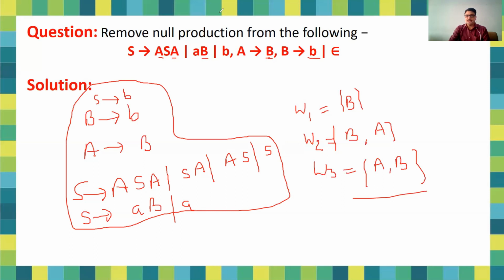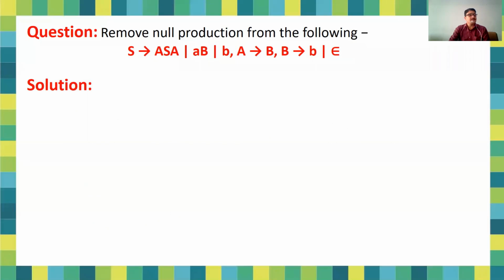So you can verify all these production rules with the help of this diagram. This is the simple answer that I already solved for you, and you can verify it. It is the same as I solved. So this is the simple way by which you can remove the null production. Thank you.